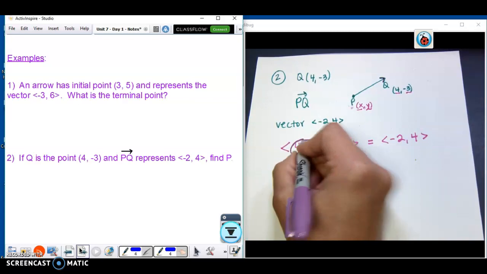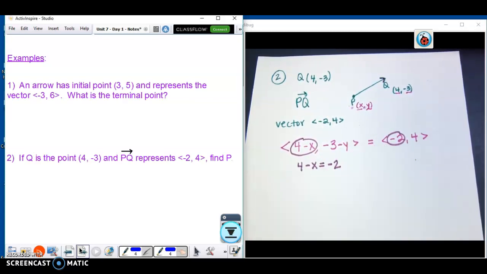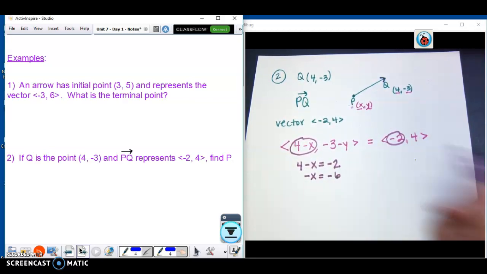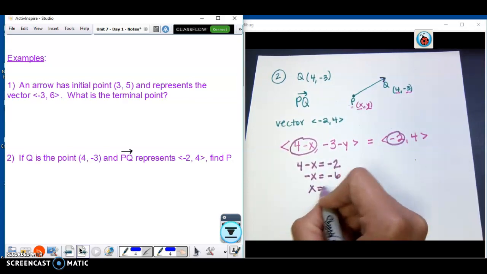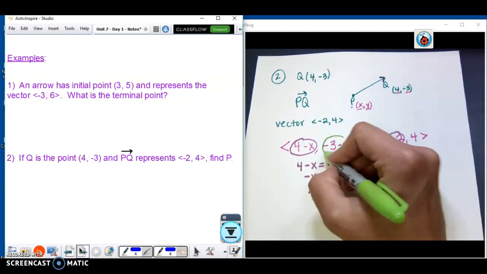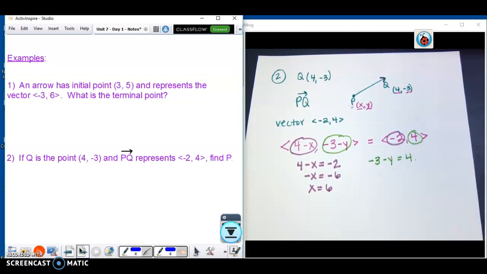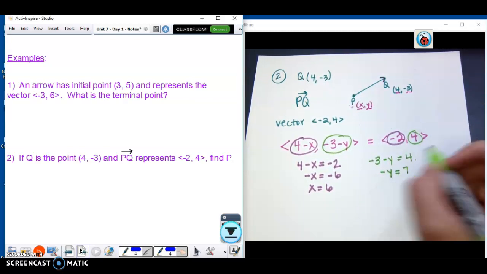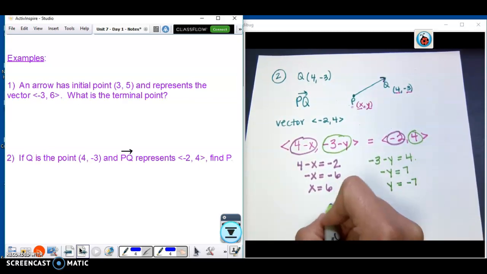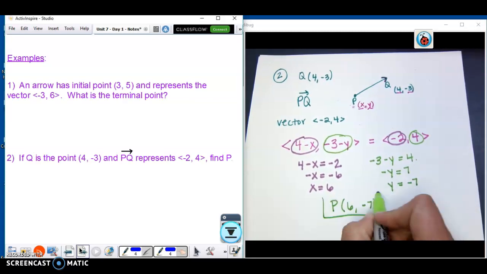So we know 4 minus x has to be equal to negative 2. The only thing I have to be careful about is because it's the negative x. So if I subtract over 4, we'll have negative x equals negative 6. So x is going to be positive 6. And then we know negative 3 minus y has to be equal to 4. So if we add over the 3, we'll have 7. So y is equal to negative 7. So the point for P is 6, negative 7.